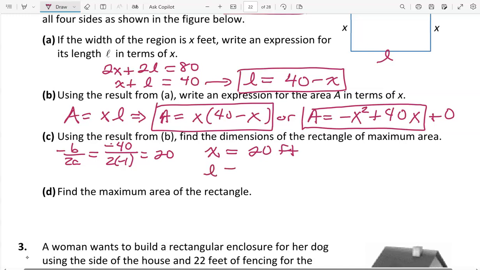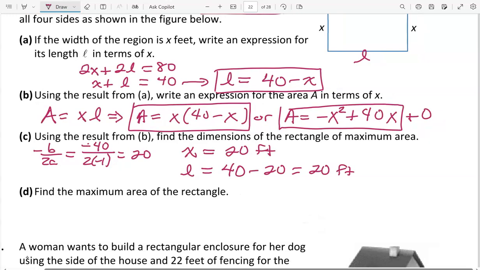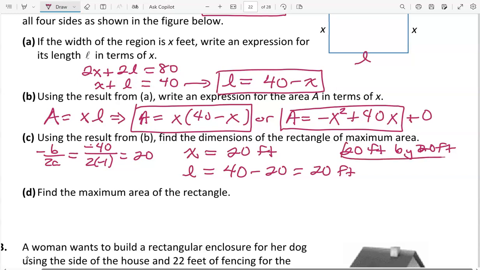Make sure that you give units on that. And the length is equal to 40 minus 20. 40 minus x, remember, is the length. And so 40 minus 20 equals 20 feet. Generally speaking, we give our answer in this kind of a form when you ask for dimensions. 20 feet by 20 feet are the dimensions of this rectangle of maximum area, which is a square.